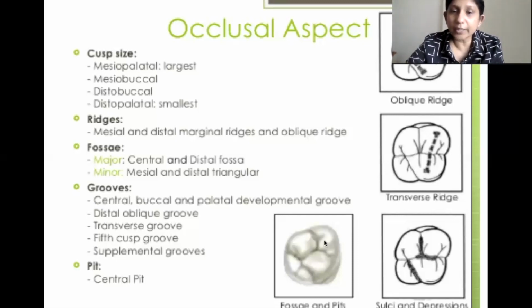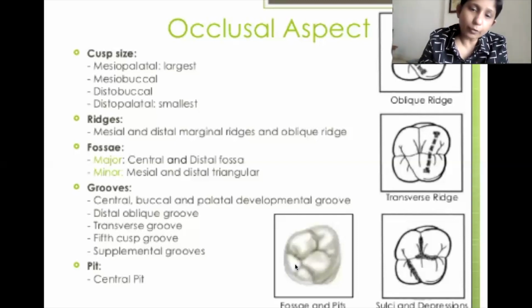If you look at this natural tooth, this again is very easy to understand. This is your oblique ridge, and this will be your transverse ridge in this direction. The fossa here will be your mesial triangular fossa, and the fossa here will be your distal triangular fossa. The central pit will be the center of the central fossa, and then there will be a lot of smaller grooves: central, buccal, and palatal developmental grooves. Now the central groove will be this groove, which is the central groove.